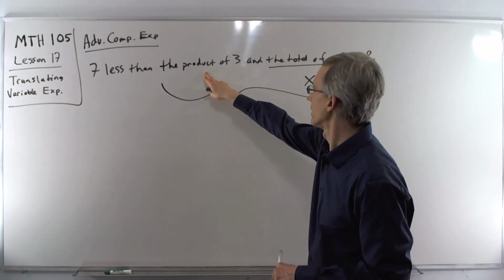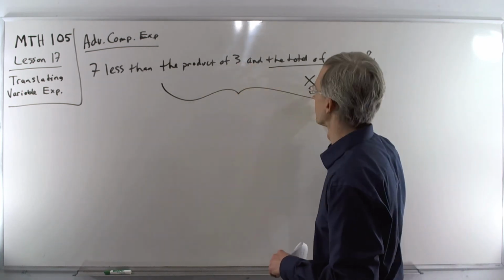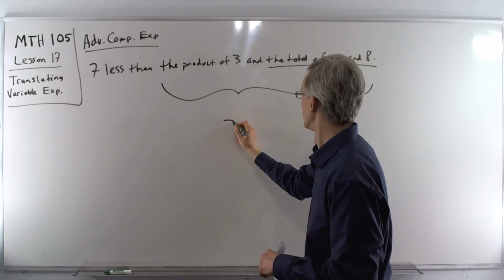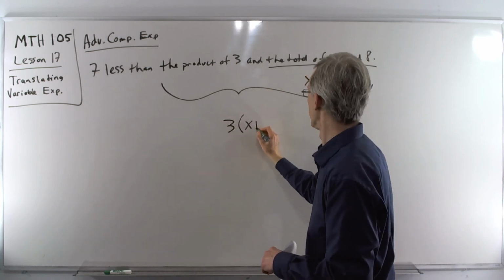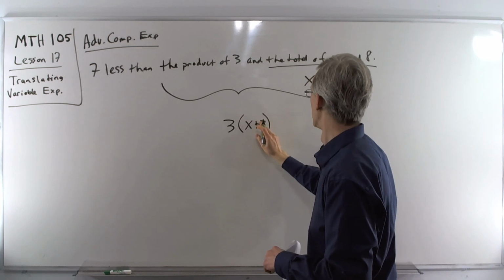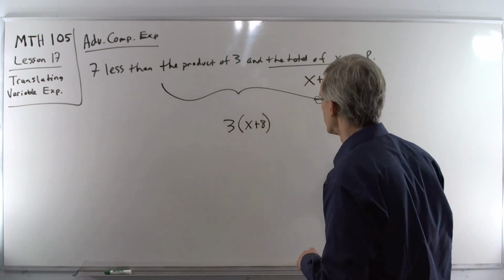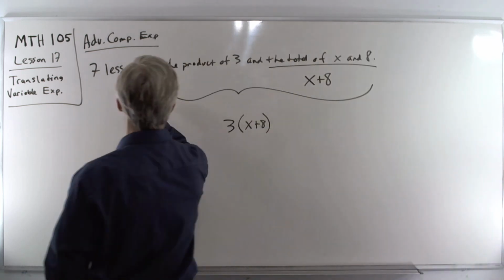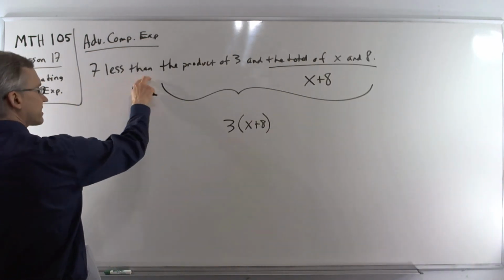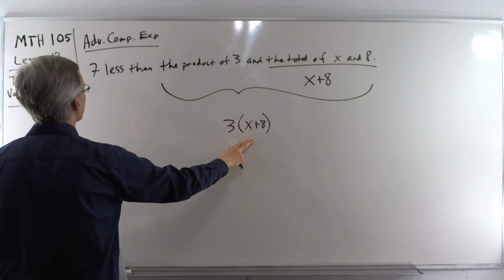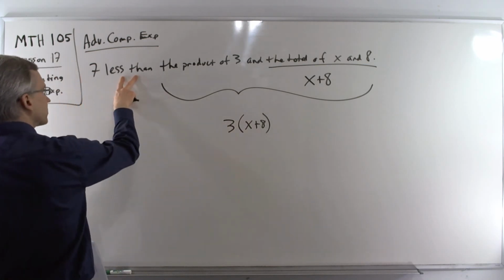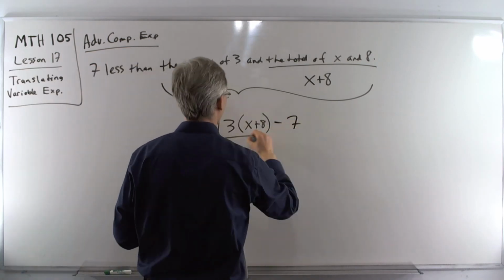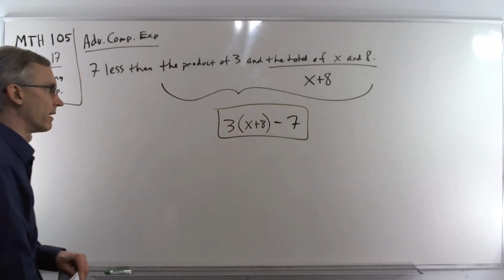So now we've got the product of 3 and this thing. Product is multiplication, so it's 3 times this thing. And it has to go in parentheses. 3 times x plus 8. All right, and finally, now we're going to do 7 less than this thing. Less than is subtraction, so we're going to take this thing and subtract 7 from it. 3 times x plus 8 minus 7.